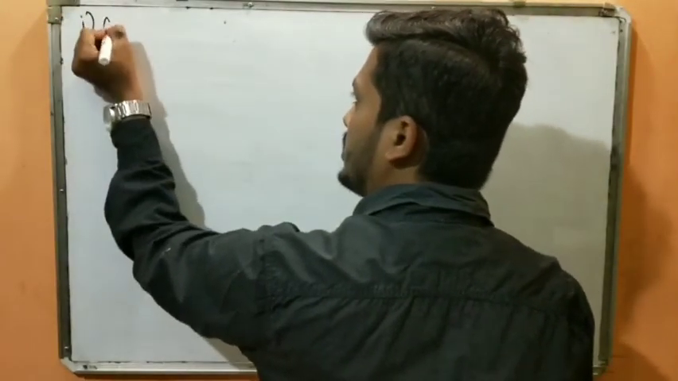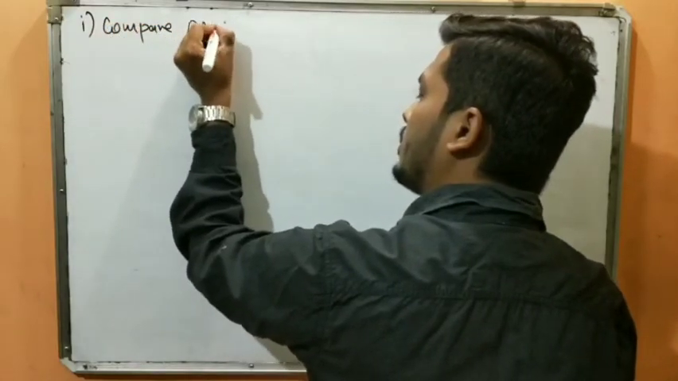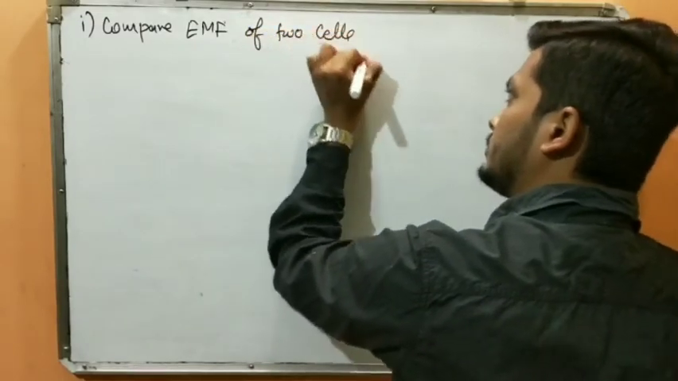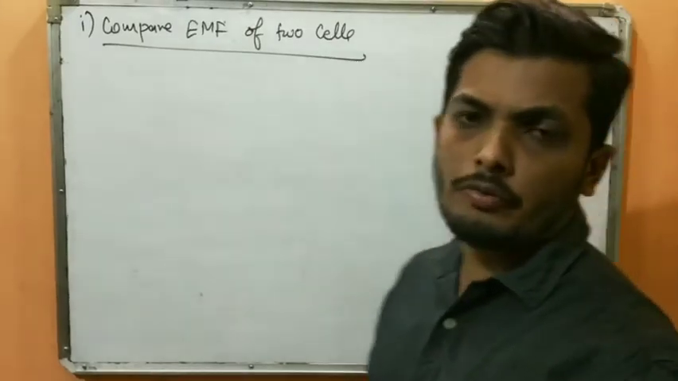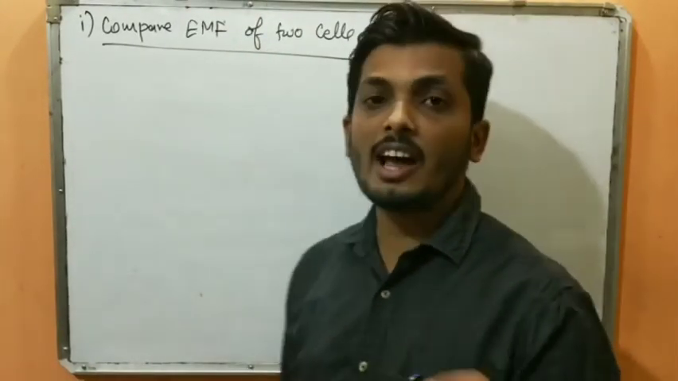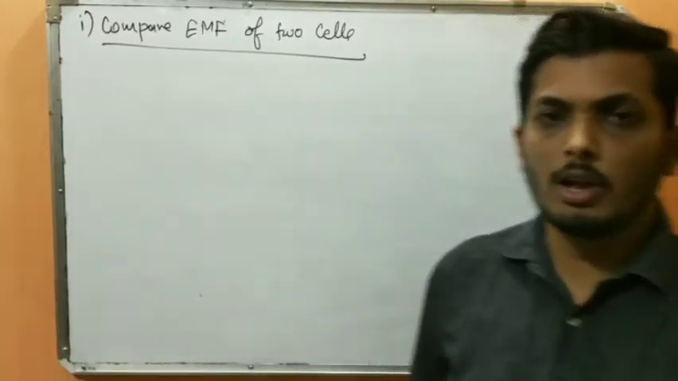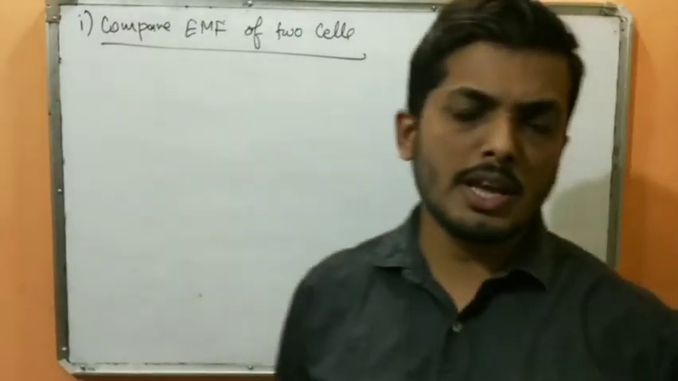First application, to compare the EMF of two cells. There are two important applications of the potentiometer. The first is to compare the EMF of two cells, and the other is to find the value of the internal resistance of a cell. First we'll study how to compare the EMF of two cells.